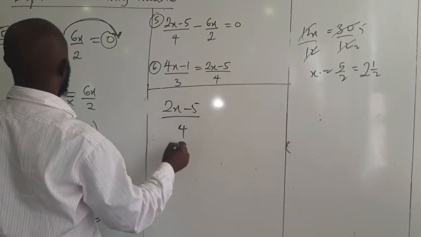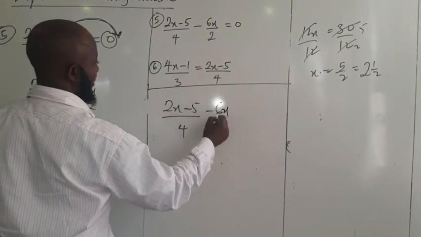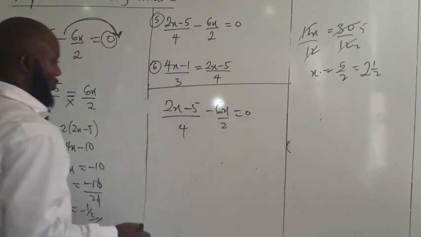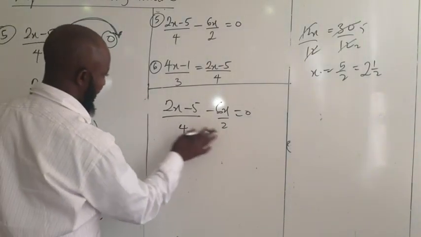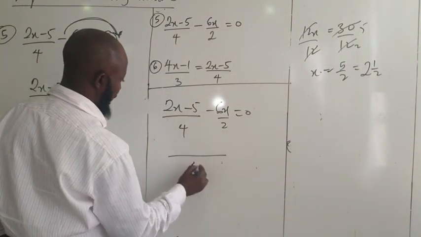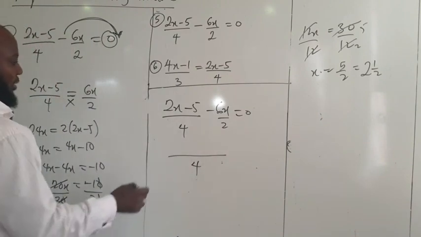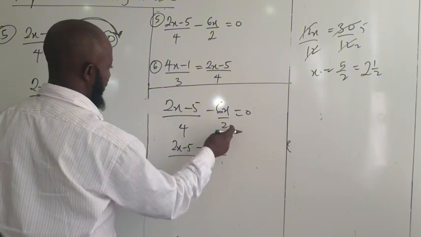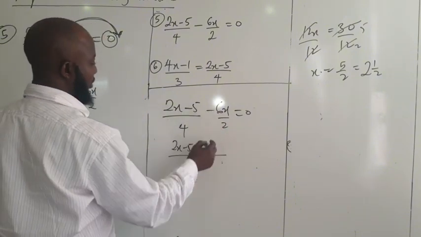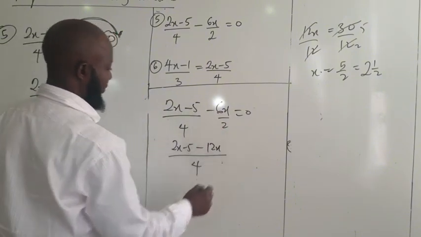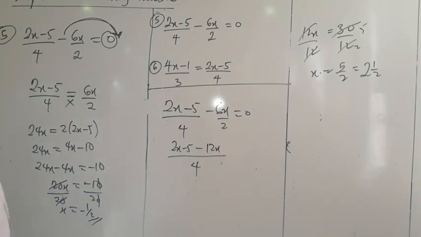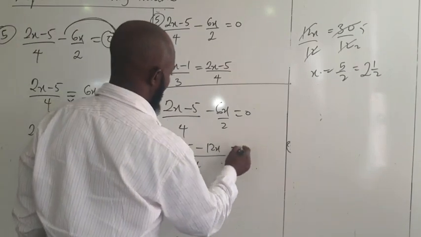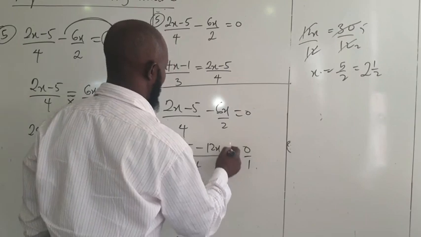So that we have this 6x over 2 equals 0. What you are going to do here is find the LCM of 4 and 2. So that gives you what? 4. 4 in 4 is 1, multiplied by this, that's 2x minus 5. Minus 2 in 4 is 2, 2 times this gives us 12x. I hope I'm making sense. Alright? So equals what? 0. So we can then make this over 1 and cross multiply.